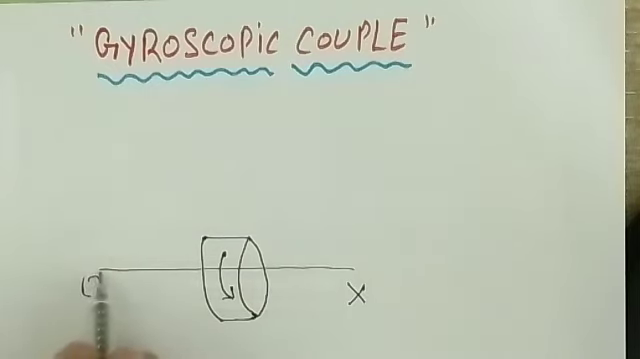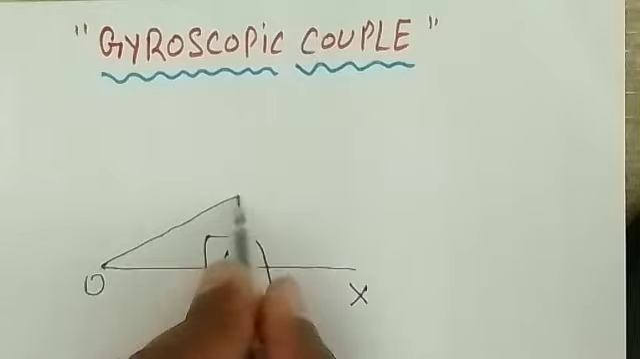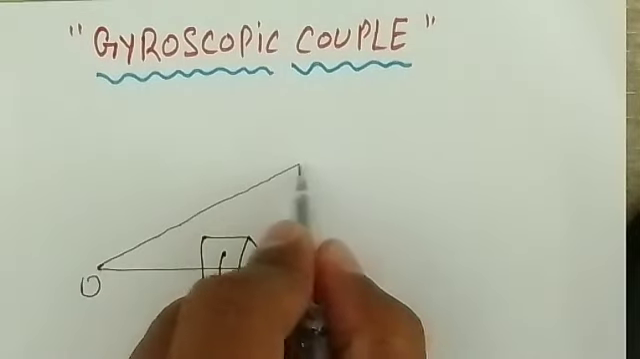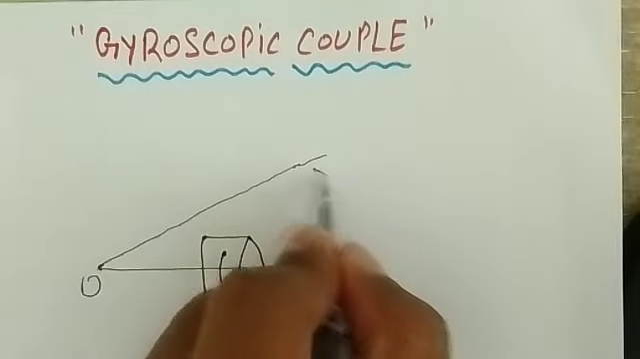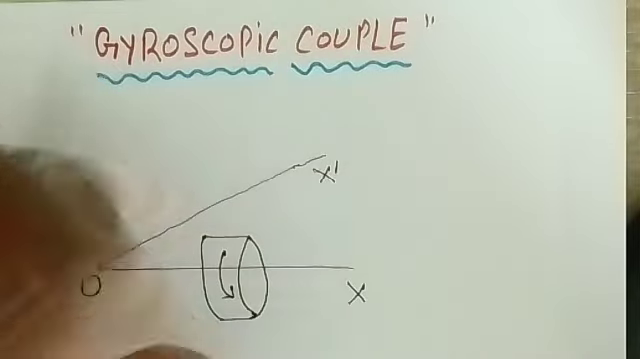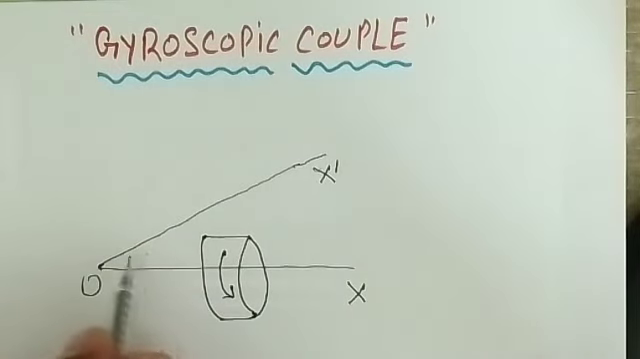Now after a certain time t, the disc is shifted through a certain distance and reaches a new position, which we call OX dash. So this is the new position of the disc with an angular displacement of delta theta. This much displacement is covered by the disc, that is delta theta.